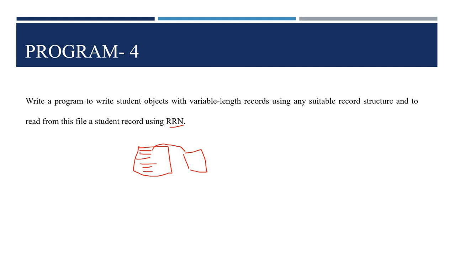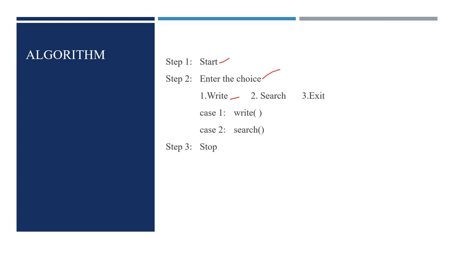That means, for example, the element inserted at the first place can be considered as RRN number 1. The second record entered can be considered as RRN 2. Similarly, according to the number of records, we can read from a file with the help of RRN. Let us start the algorithm to implement this program.